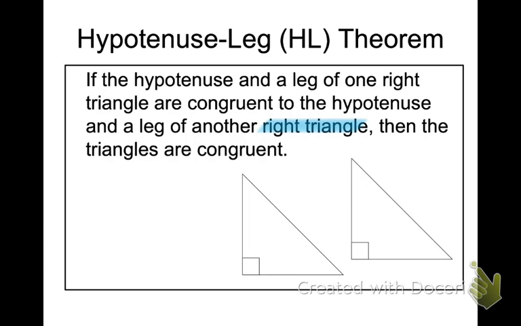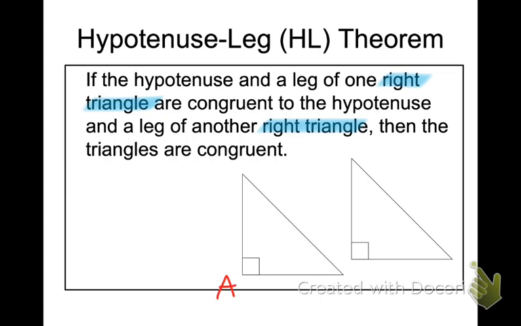Emphasis on the words right triangle. This only works when you have right triangles. So when you have a right triangle in front of you, that should be a red flag. Think, is it hypotenuse leg? It could potentially be a side angle side if the hypotenuse is not involved, but it most likely will be a hypotenuse leg if the hypotenuse is involved. Or it could be a no. So let's go ahead and sketch this out.